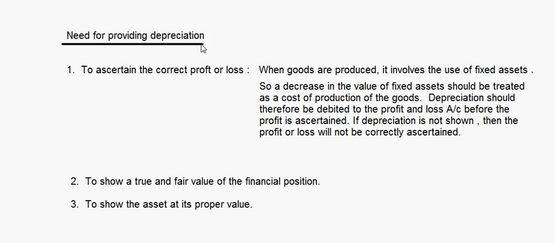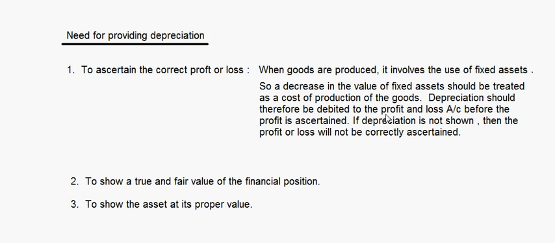First of all, this depreciation is a cost, right? So whenever we are using the fixed assets for producing some goods, right? So here I have written, when goods are produced, it involves the use of fixed assets. So a decrease in the value of the fixed assets should be treated as a cost of production of the goods, right? So if the fixed assets are being used, obviously there is a decrease in the value of the fixed asset. Some part of the fixed asset is being used, right?